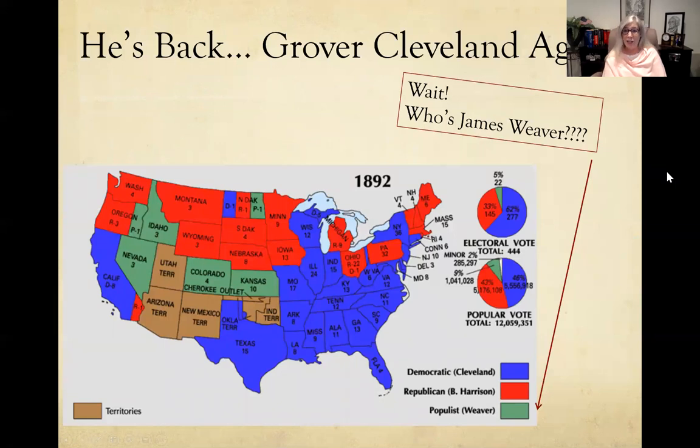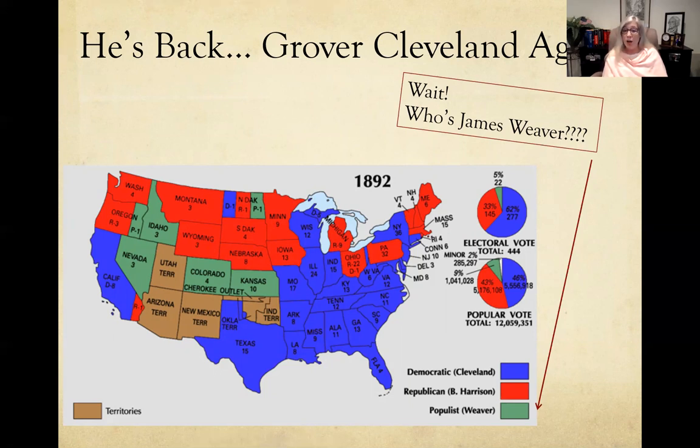But then in 1892, Grover Cleveland is back again. But I want you to notice that there were actually 3 candidates in this particular election. This is where that third party, that new political party, starts to come in. And they're going to be known as the Populist Party. So their candidate is James Weaver.